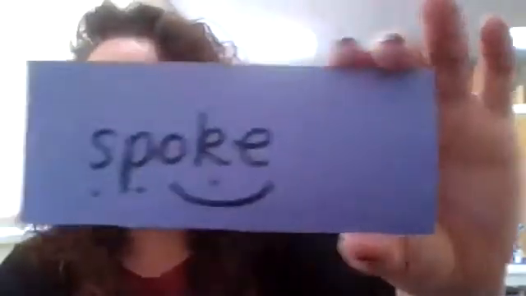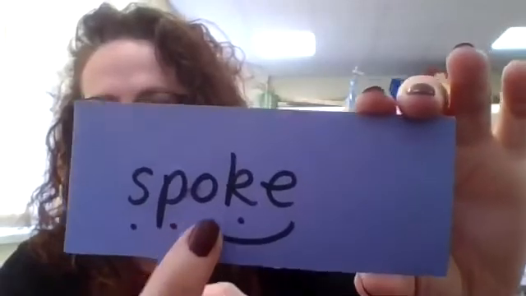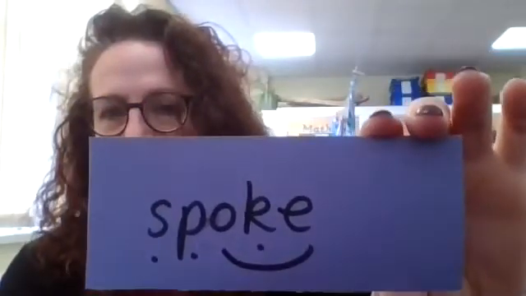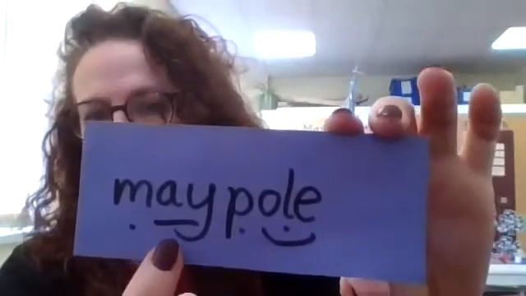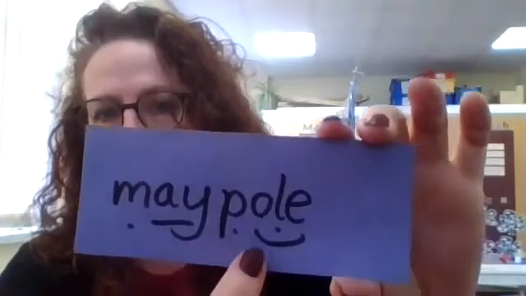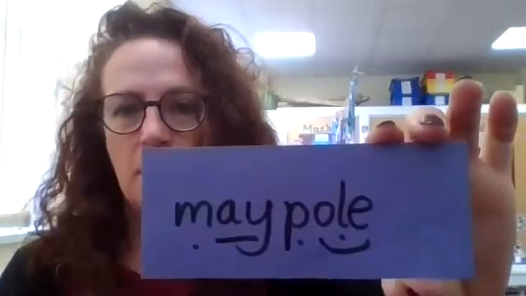Our next one, here we go. Spoke. I spoke to Miss Wilkinson first thing this morning. And our last one, a 2-syllable word. Maypole. Unfortunately, because we've been in lockdown, we didn't get the maypole out this year, but we would have been dancing around the maypole while we were learning about castles and about the UK. So maybe you can sneak that in next year when you're in year 2 and dance around the maypole.